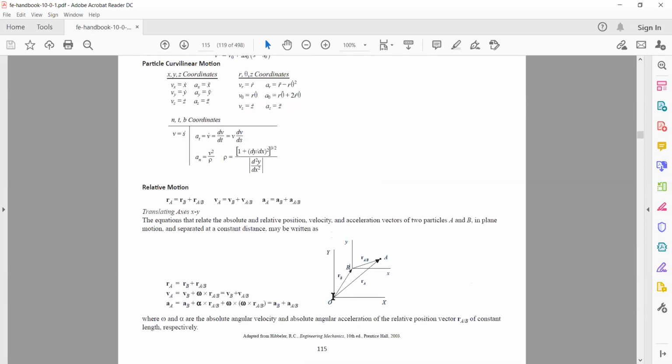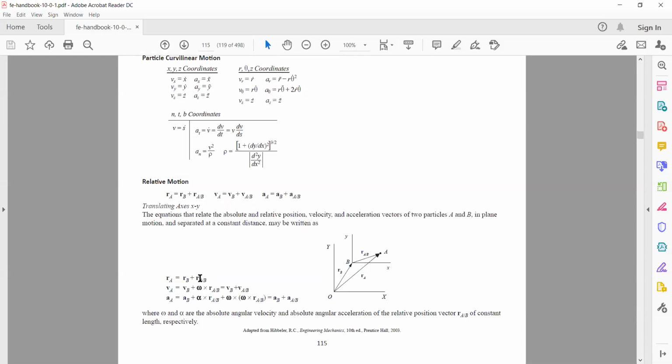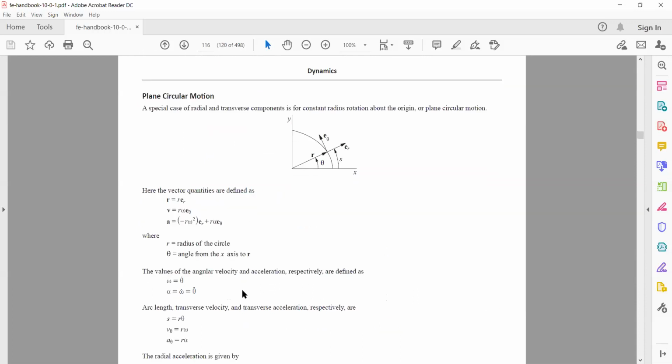The velocity of A is equal to the velocity of B, or position of B, in this case vector, plus the velocity of A with respect to B. And that can get you the triad relationship. And you can do the same in rotational coordinates as well.